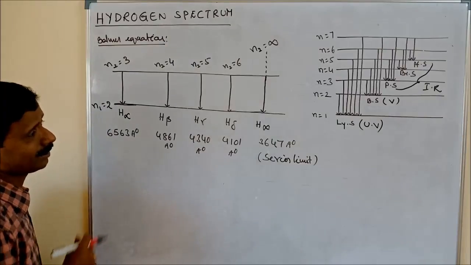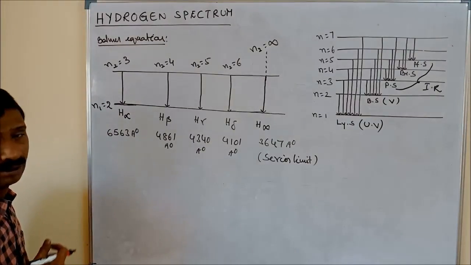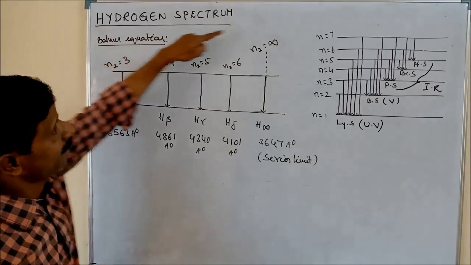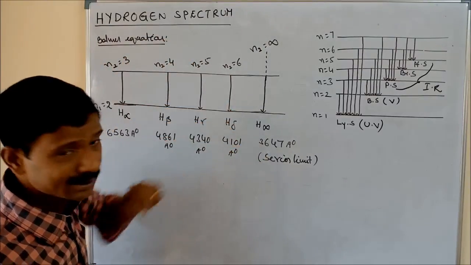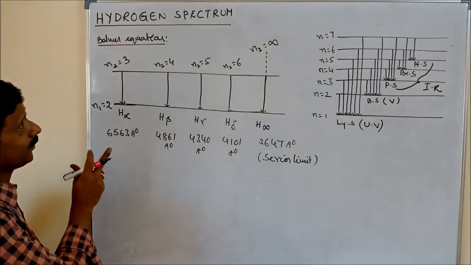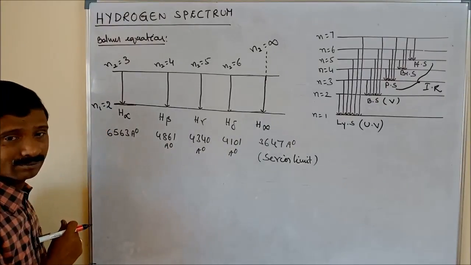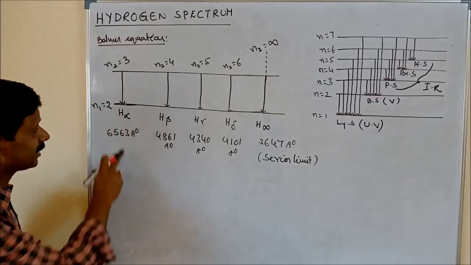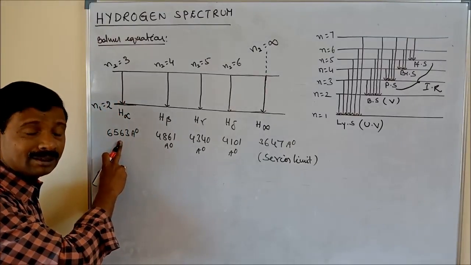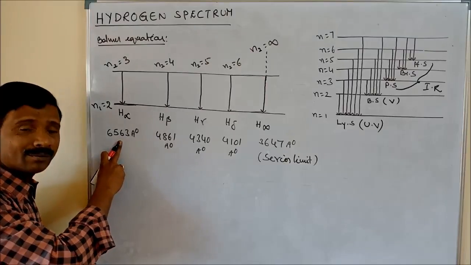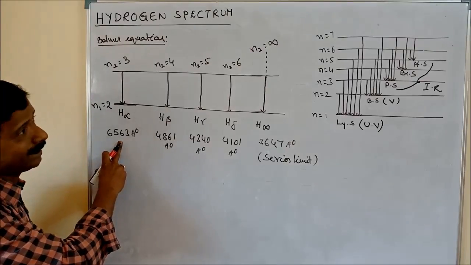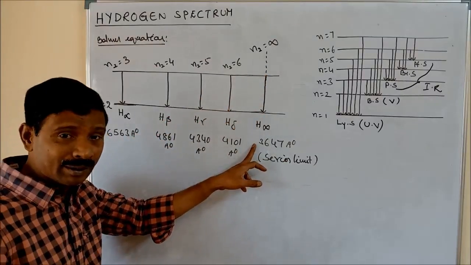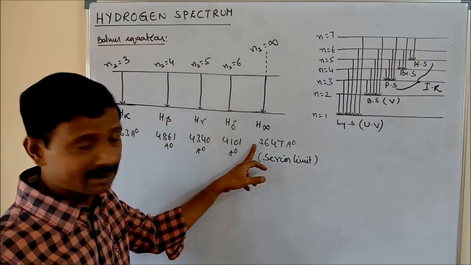And here, according to this diagram, there is one important point: 3 to 2, we are getting 6563; infinite to 2, 3647. That means if N2 is nearer to N1, whatever line we are going to get, its wavelength is maximum, meaning energy is minimum or frequency is minimum. Whereas if N2 is far away from N1, then wavelength is minimum, that means energy is maximum.